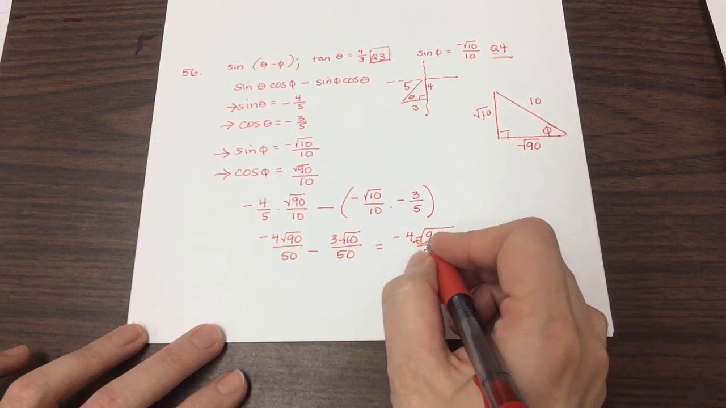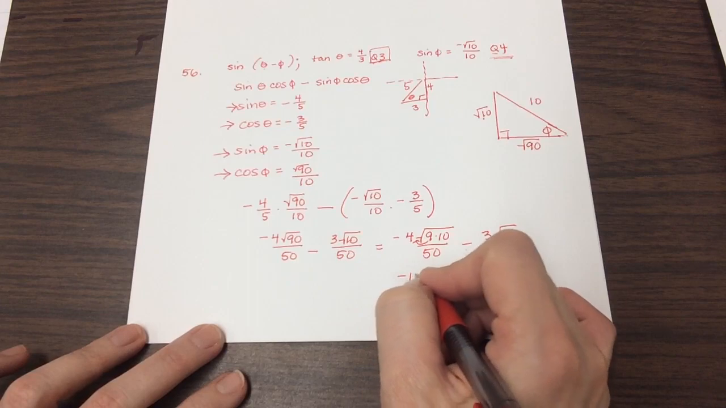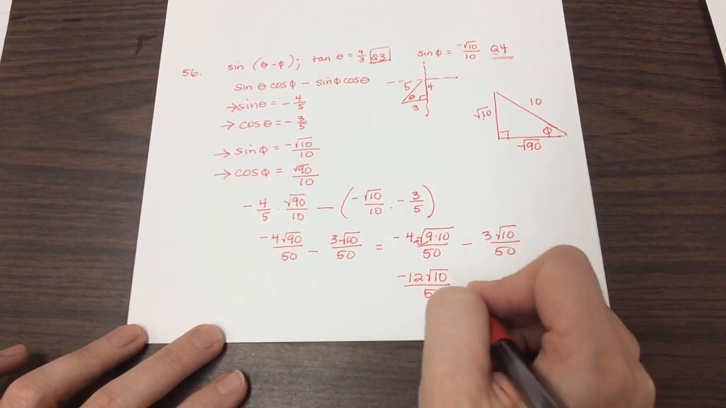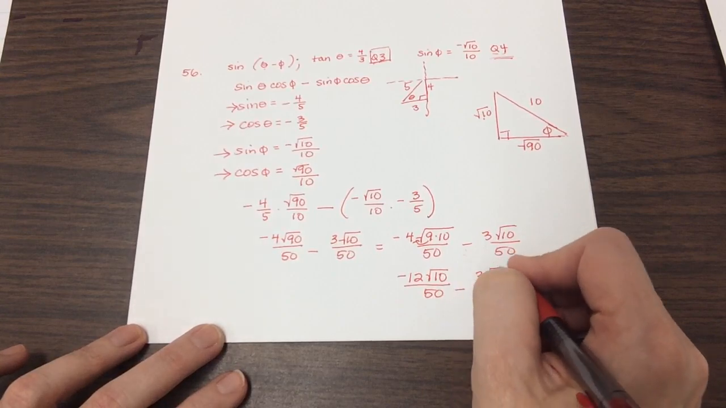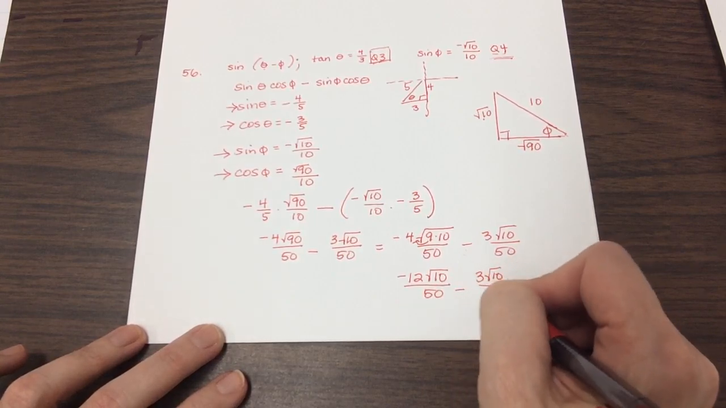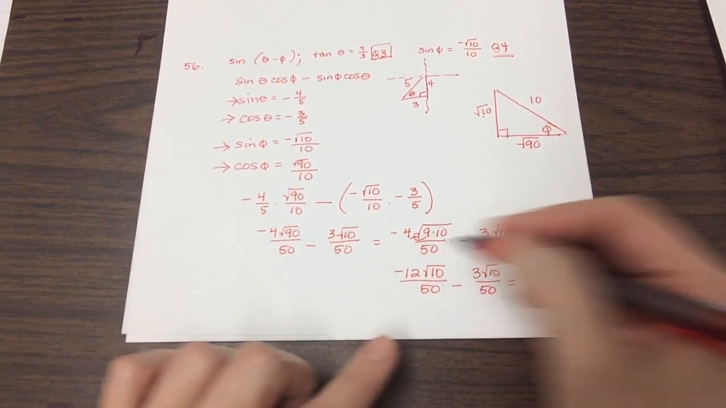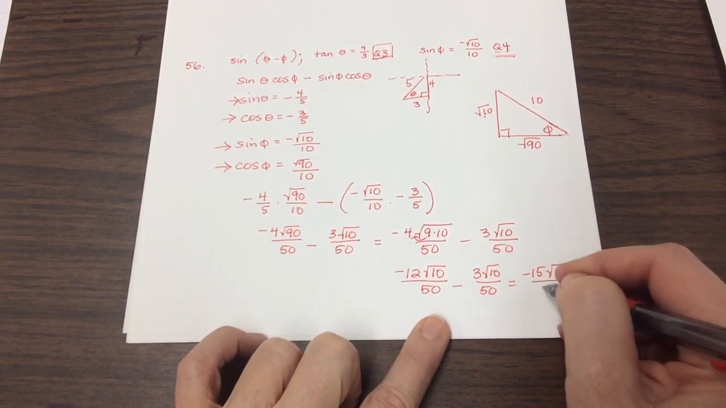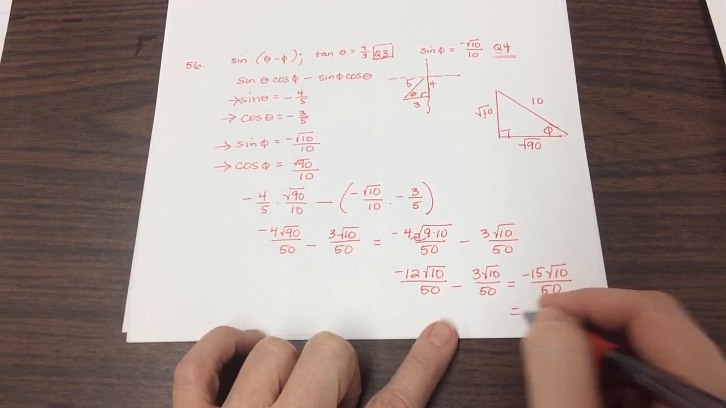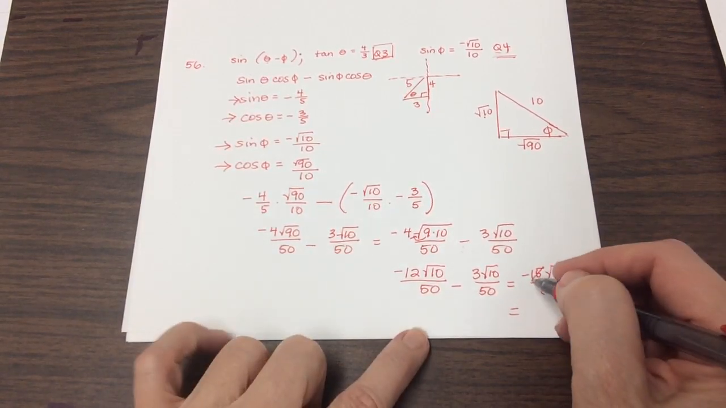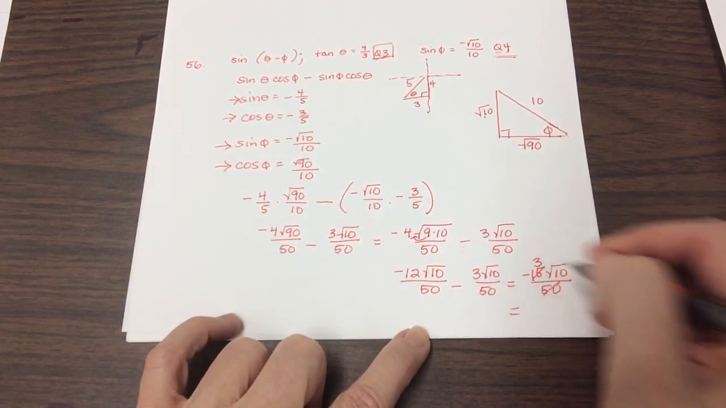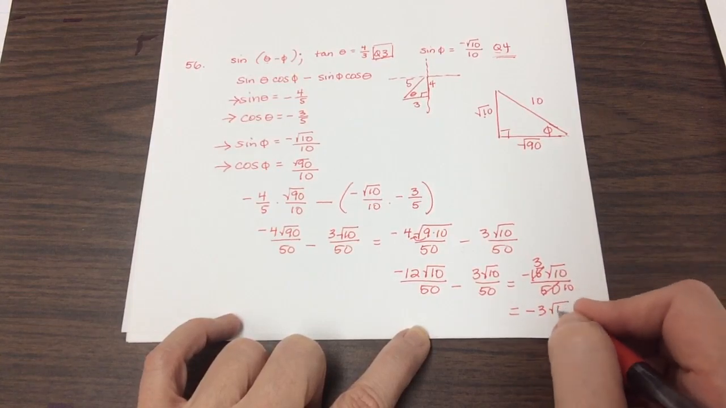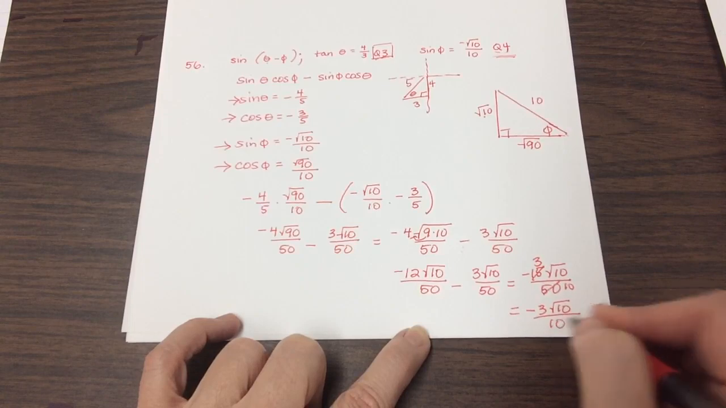So I've got 3 times negative 4, so that's negative 12 times the square root of 10 over 50, minus 3 times the square root of 10 over 50, which is going to be negative 15 square root of 10 over 50. And my last thing, I can certainly divide both of these by 5. And so my final answer is going to be negative 3 times the square root of 10 all over 10.